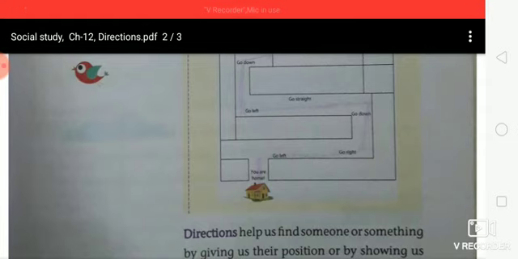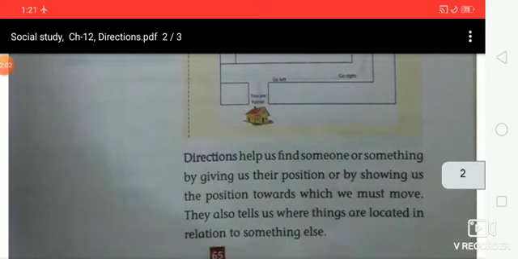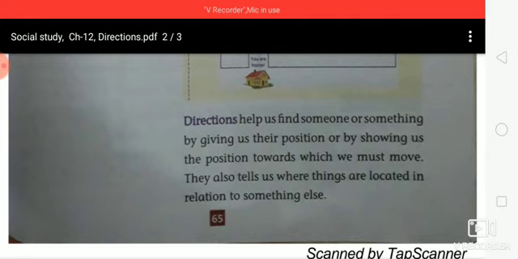Okay, students, directional words. Use directional words like left, right, in front of and behind. Give people directions to a place using direction words. Name the different directions: north, south, east and west. Use the position of the rising sun to find directions.